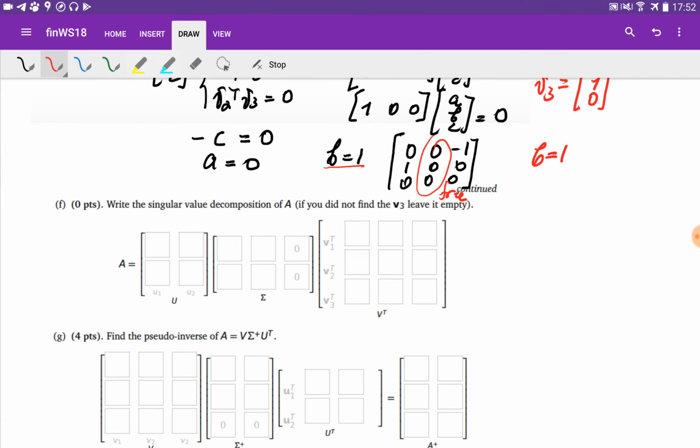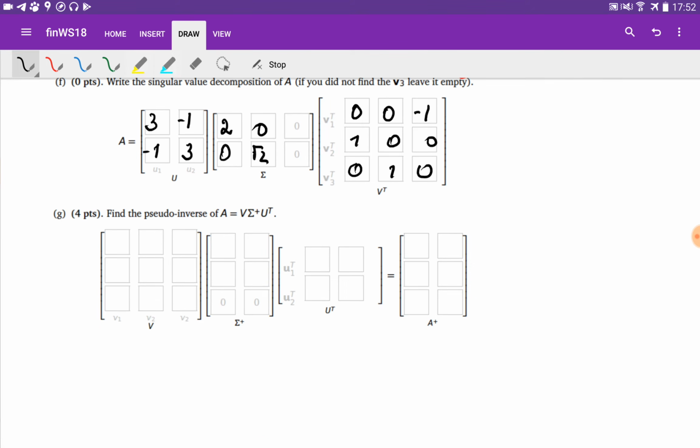So now we're going to put everything together. U is going to be the matrix with entries 3, -1, -1, 3. The sigma matrix is going to be 2, 0, 0, square root of 2. V transpose is going to be, we need to write down v1, v2, v3 as the rows of this matrix. It is going to be [0, 0, -1; 1, 0, 0; 0, 1, 0].